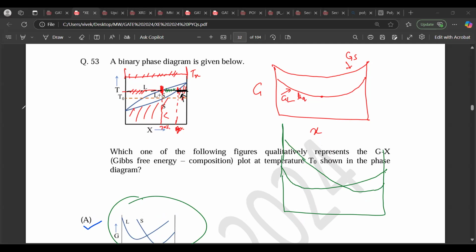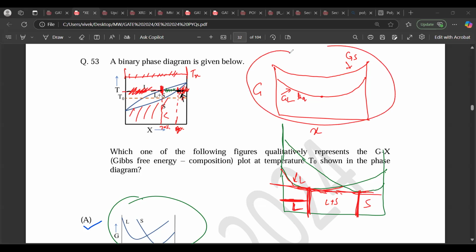Okay. So across this region, all my liquid is lower. Then across this region, now you find the tangent, and there will be a mix. So across this region, everything is liquid. Across this region, everything is solid. And in between, you get liquid plus solid. Okay, that is the idea.